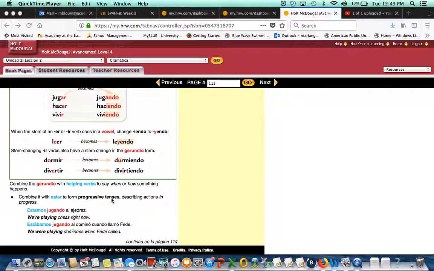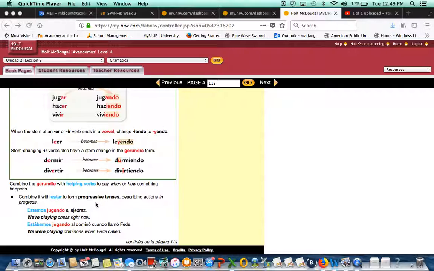Okay, so now we're going to talk about when you combine gerundio with helping verbs. So we're going to combine gerundio, which is ando, yendo, with a lot of verbs, with estar, with seguir, andar, llevar, salir, venir, ir, and volver. Okay, so let's talk about estar.